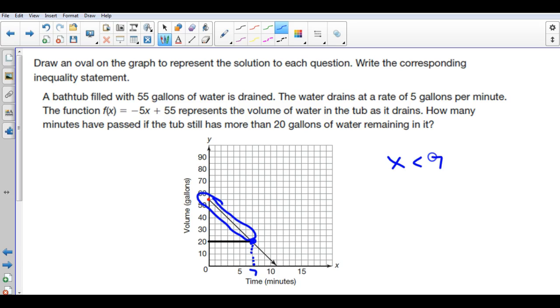So I'm going to ask the question, why is it not x is less than or equal to 7? Why is this wrong and this one's right? What I want you to think about is once we hit that 7 minutes, how many gallons are left? And it's 20. But I want to know how many minutes have passed when the tub has more than the 20 gallons. So I don't want to wait 7 minutes. I want x to be less than 7 minutes so that the tub has more than the 20 gallons of water.